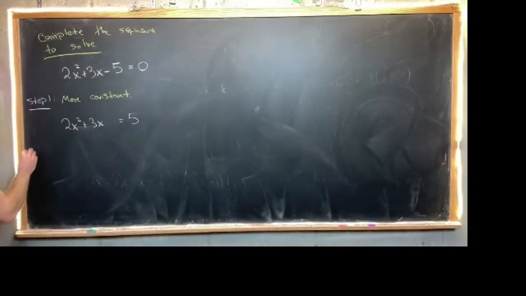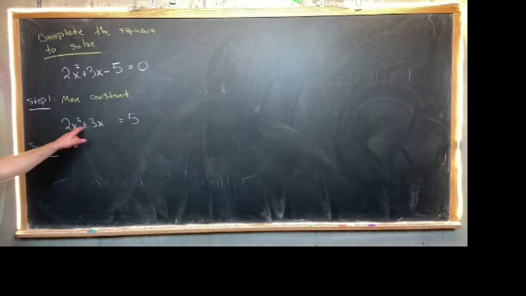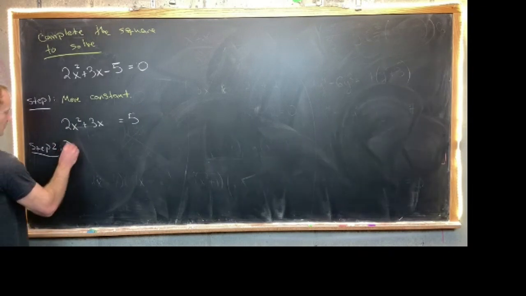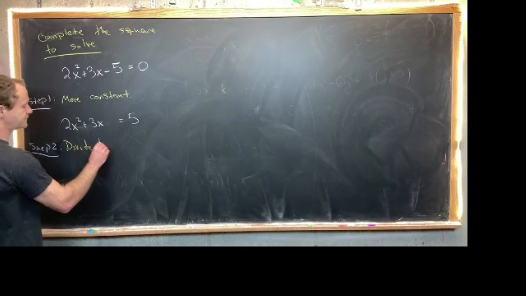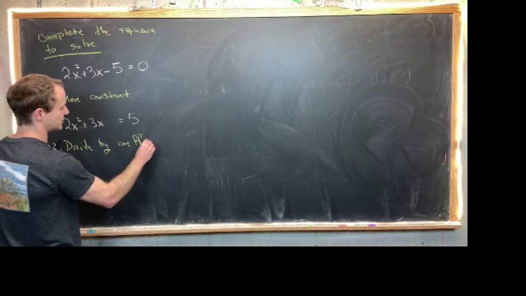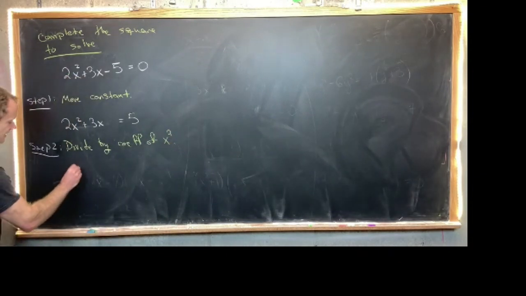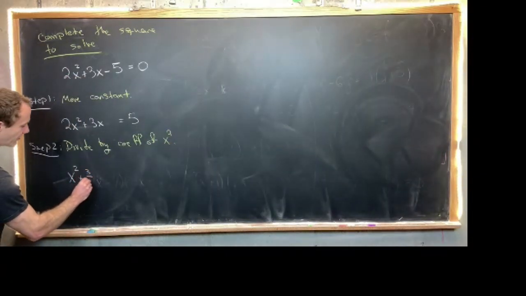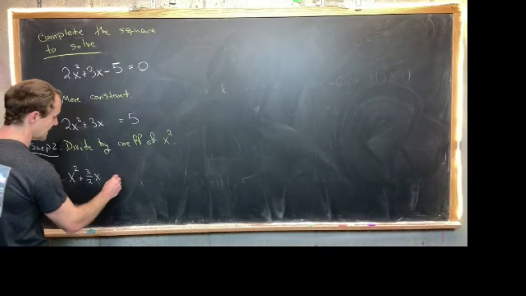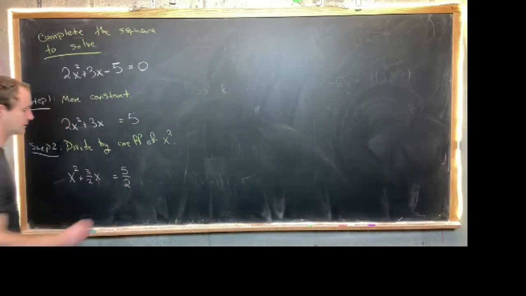And then step number 2 is to divide by the coefficient of x squared. And that's because we want this thing on the left-hand side to be as simple as possible. And it's simplest if we have a coefficient of 1 right here. So let's say that we're going to divide by the coefficient of x squared. So that's going to leave us with x squared plus 3 over 2 times x equals 5 over 2.